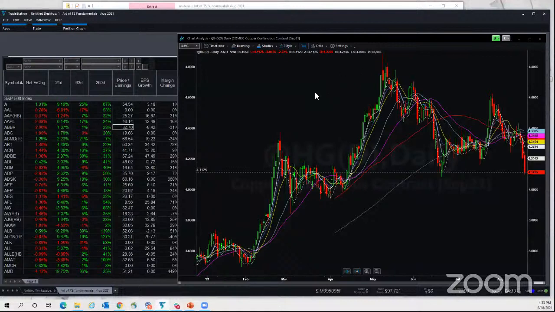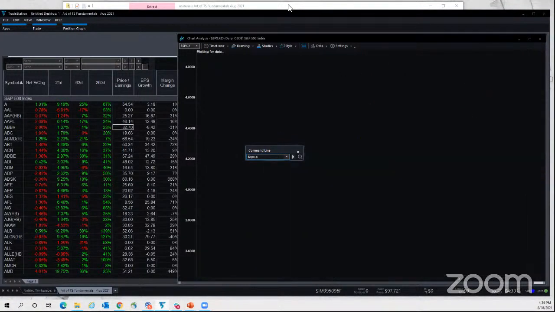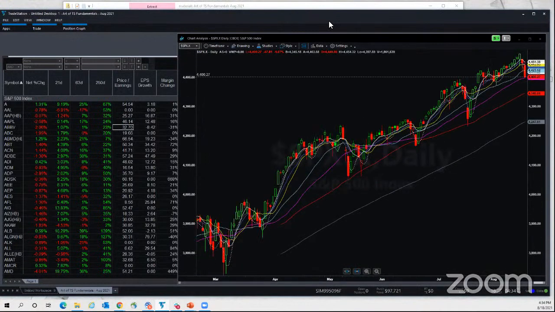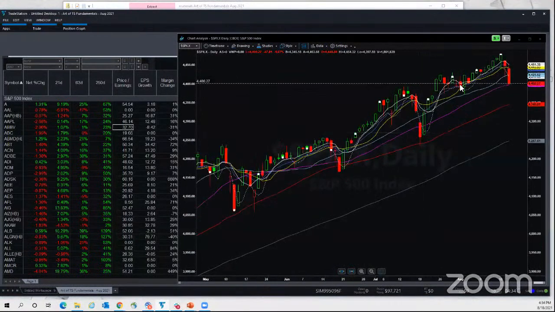But I also think it's important just to take a really quick look at the S&P 500 here. We look at the chart, and if you look at this, this is something here that is called a hanging man candlestick up here. This is a bearish reversal pattern, and we seem to have some confirmation of it here.